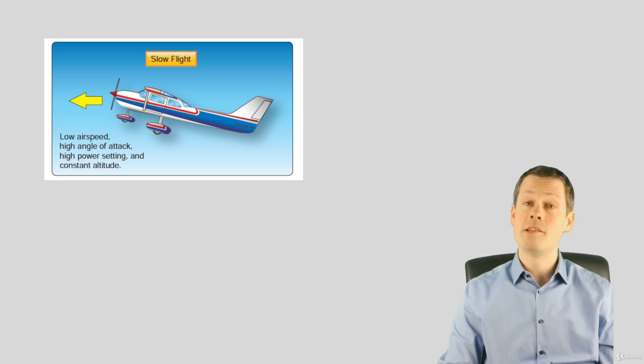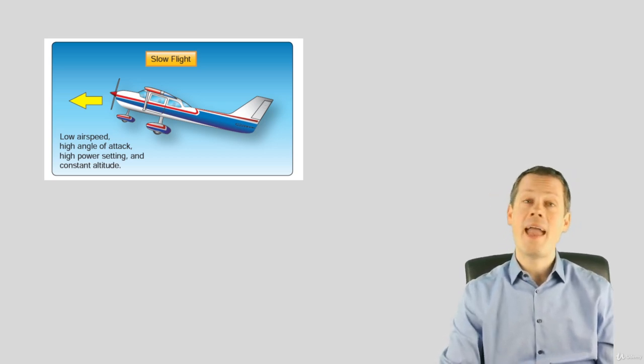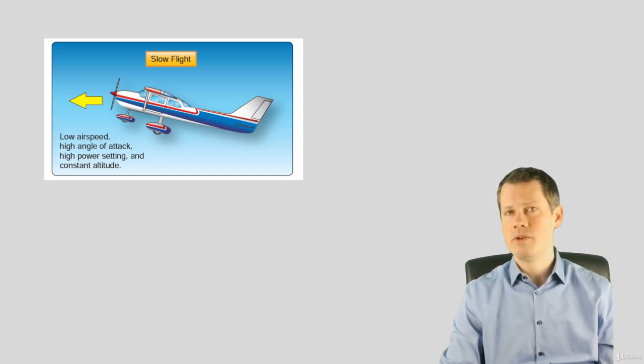All right, so in slow flight, we have a situation where we're flying at slow speed, a high angle of attack, probably high power due to the big drag. And first of all, we're trying it at a constant altitude. Of course, you can also fly climbs and descents during slow flight. It will at first be quite difficult to maintain your altitude and attitude.